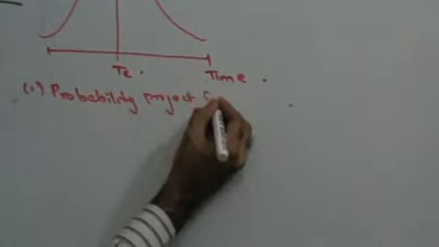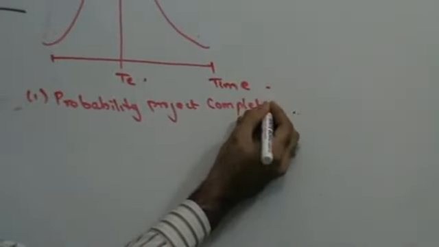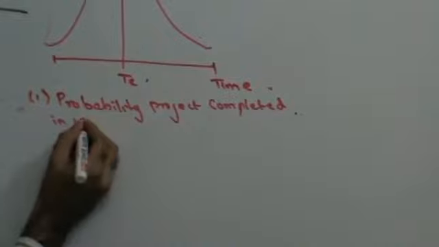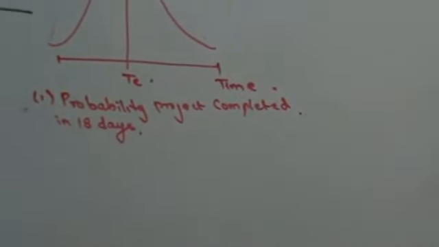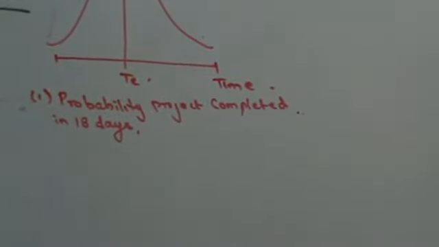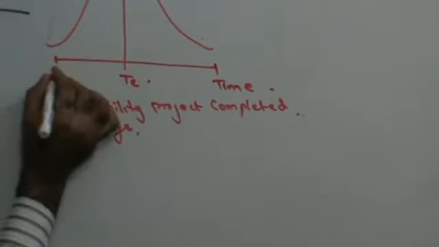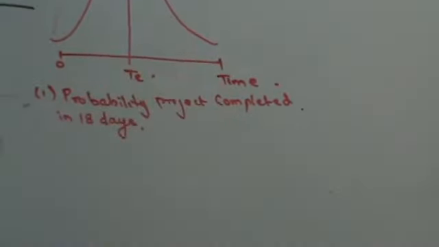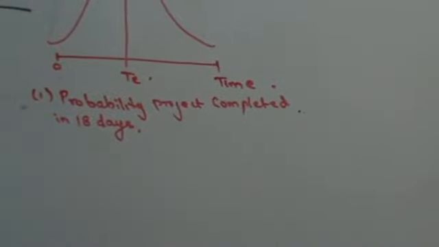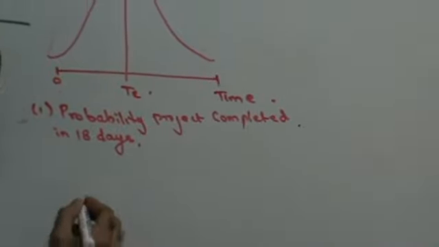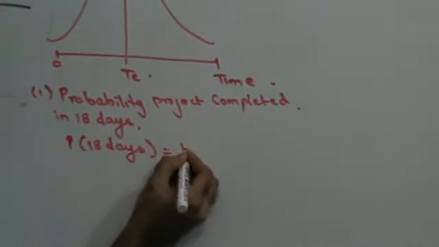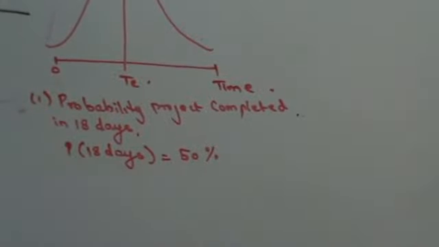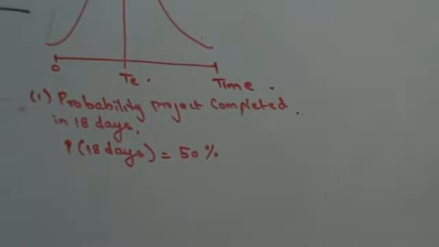Project completed in 18 days. Now 18 days, as I already told you, is the central line, and the central line indicates 50%. This is 0, central line is 50 and the other end is 100%. So what is the probability that the project will be completed in 18 days? The probability of 18 days is going to be 50%, because that's my central line.